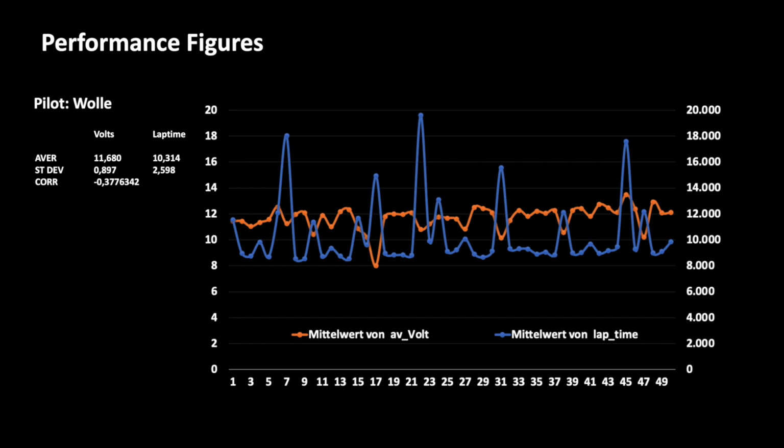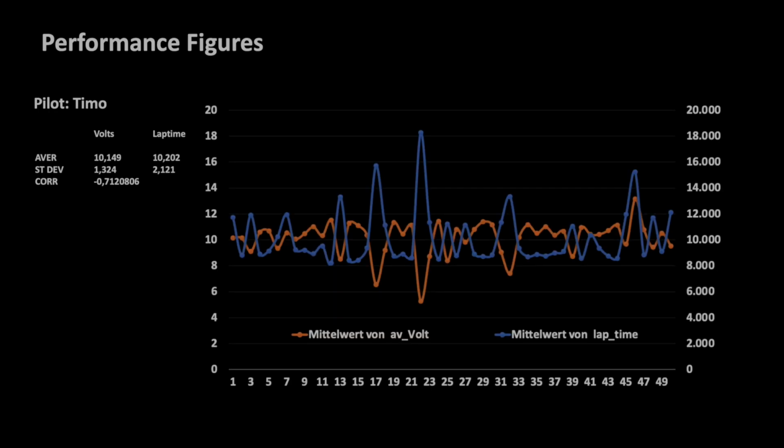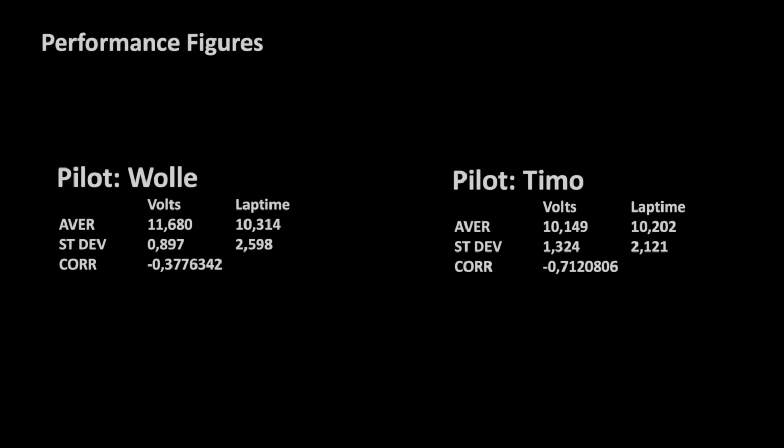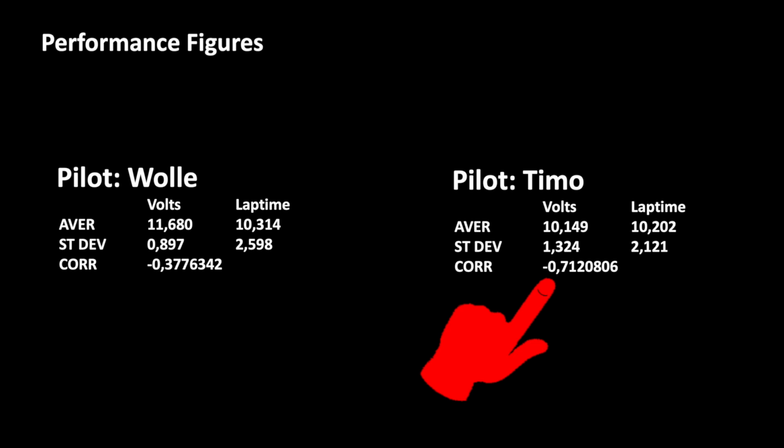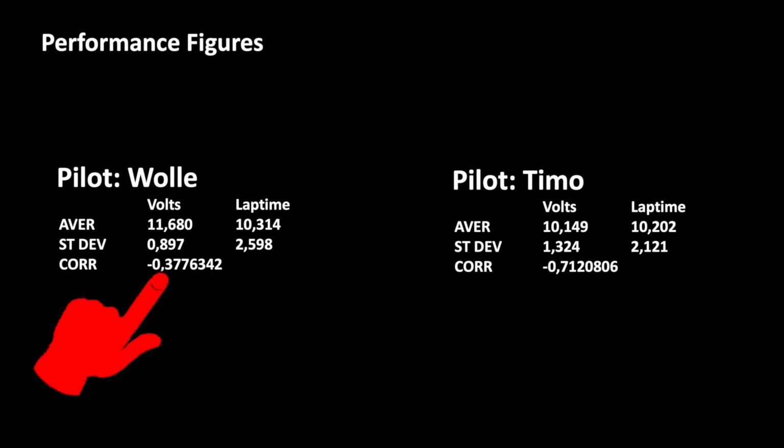For our slot car pilots, we find the following values. Wolle pushed the throttle to higher voltages while having a lower standard deviation than Timo. However, Wolle's average lap time and the standard deviation is worse than Timo's. Timo's correlation coefficient is -0.712, while Wolle achieves -0.377 only.